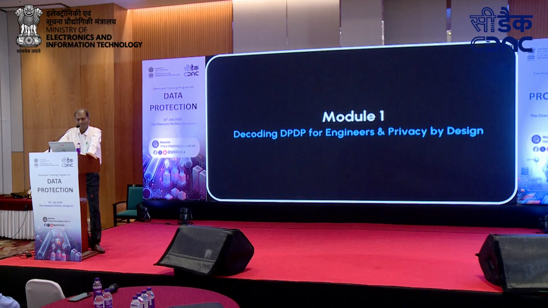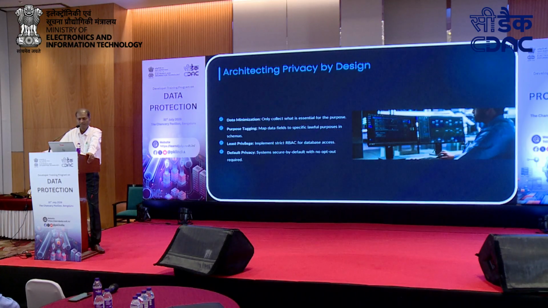So the first module, with that background set, we will go into decoding DPDP. First thing, data minimization. As I said, we collect only what is required for a specific purpose, and you need to tag, that is, map the data fields to specific lawful purposes in the schema. PI data should be separately tagged and maintained, and least privilege should be applied. You have to strictly implement RBAC, that is role-based access control, for this access, and systems should be designed secure by default with no opting out required.